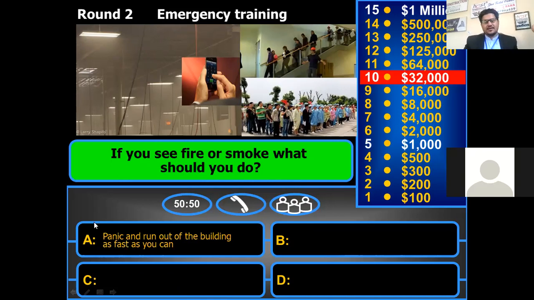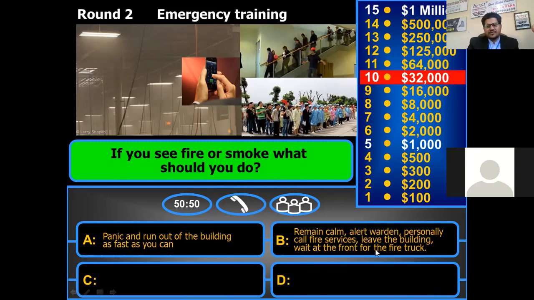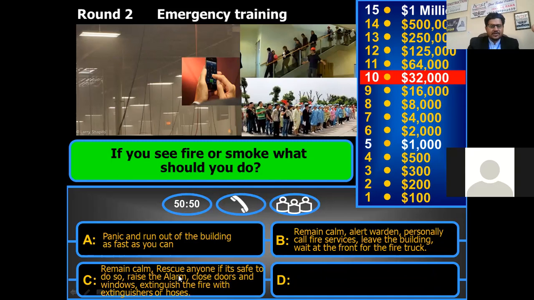Option A is panic and run out of the building as fast as you can. Option B is remain calm, alert warden personally, call fire services, leave the building, wait at the front for the fire truck. Option C is remain calm, rescue anyone if it is safe to do so, raise the alarm, close doors and windows, extinguish the fire with extinguisher or hoses. And option D is remain calm and follow your business evacuation plan, assemble in the designated assembly area. What is your right option here?